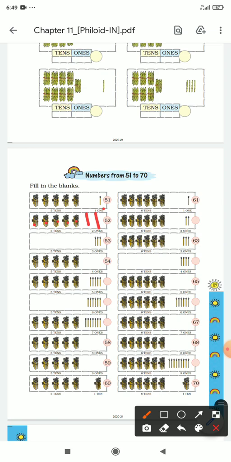Now 53. No, a bundle should be here. So we have to make how many bunches? 5. 1, 2, 3, 4, 5. And then 3 single matchsticks over there. So how will you make bunches, because there is not so much space?